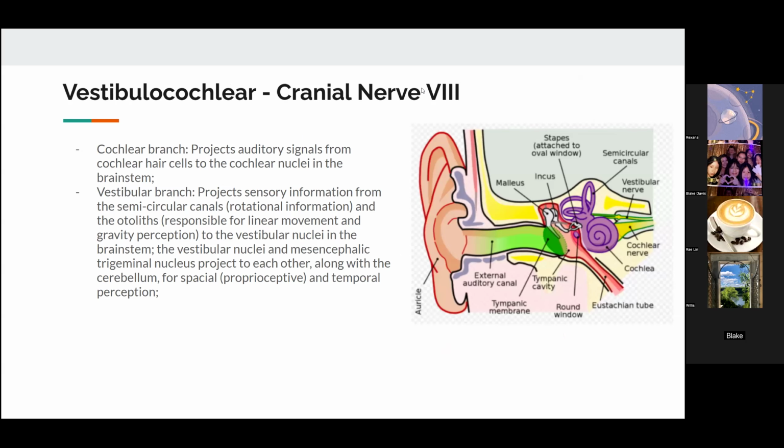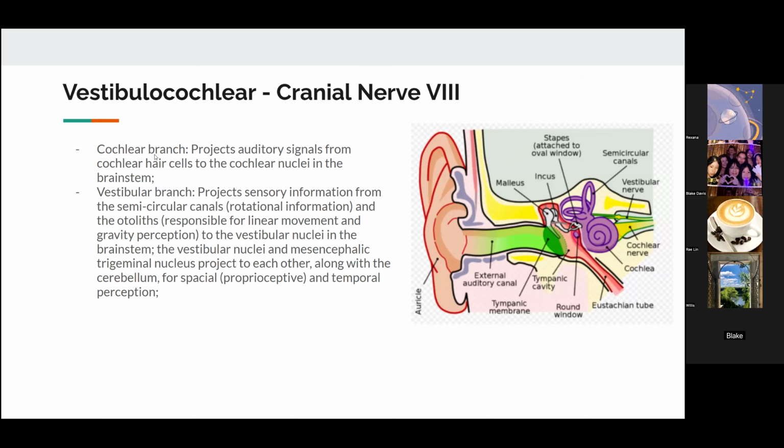Okay, the last cranial nerve we'll go over today, and it's one of the more complex ones. It's called the vestibulocochlear, and it's this long name because in reality it's two separate cranial nerves that just kind of converge into one, but we call it vestibulocochlear because it's in such a small and closed off area of the body that it doesn't make sense to have two separate ones.